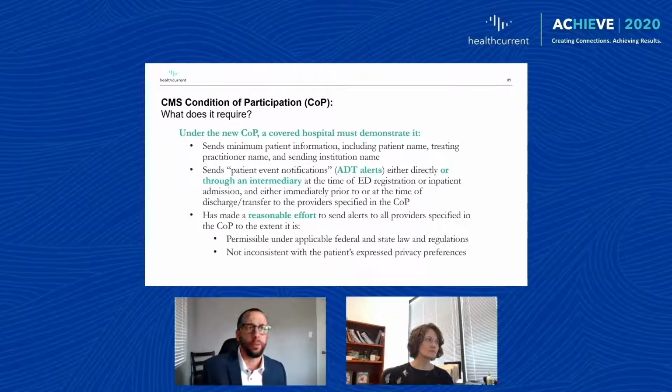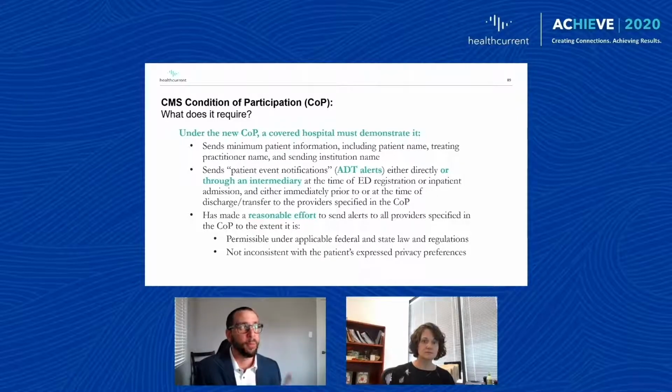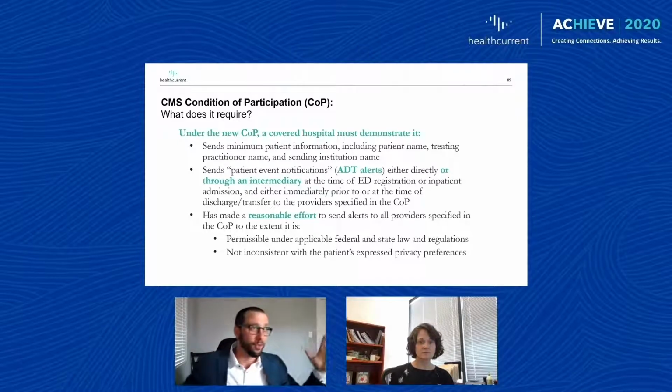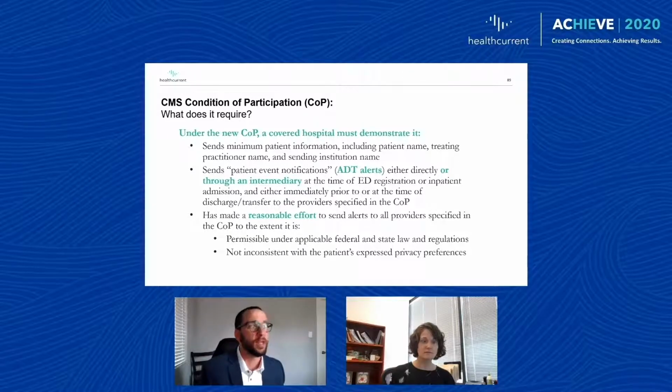And so what do these hospitals have to demonstrate that's new? So first, they have to demonstrate that they're sending minimum patient information, including patient name, treating practitioner name, and sending institution name. And that's where we get that term, patient event notification, AKA ADT alerts, sent either directly or through an intermediary. That's what Health Current would like to serve as, an intermediary, and then list the various times that you need to send those. And importantly, and this will be really the key here, the hospital has to demonstrate that they have made a reasonable effort to send those alerts, those patient event notifications, ADT alerts, to all providers specified in the COP.